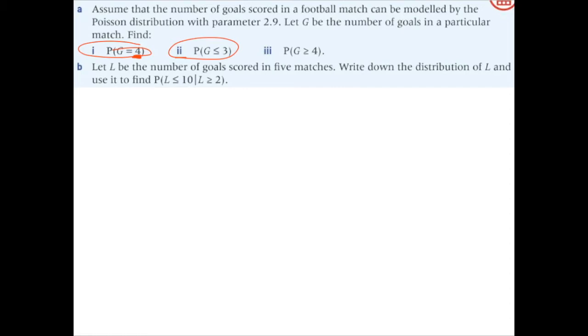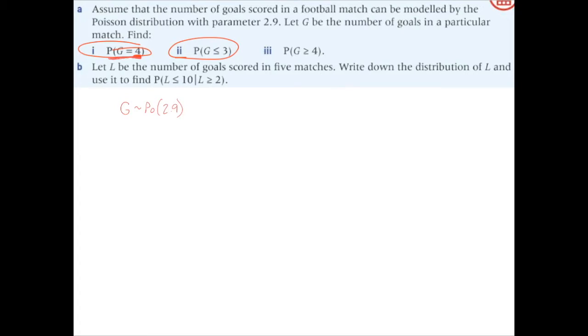Question number one. We are going to assume the number of goals scored in a football match can be modeled by the Poisson distribution with a parameter of 2.9. We let G be the number of goals in a particular match. First, we want to find the probability that the number of goals scored is 4. So G is a Poisson distribution with the parameter of 2.9, and here we're looking specifically for 4.